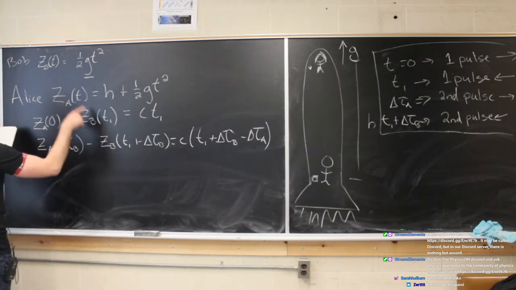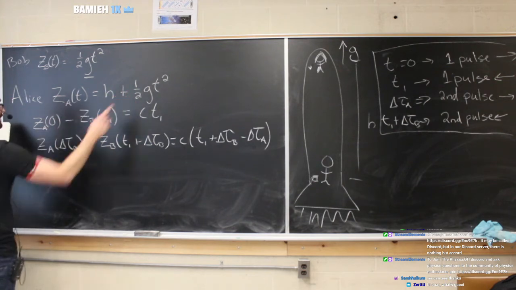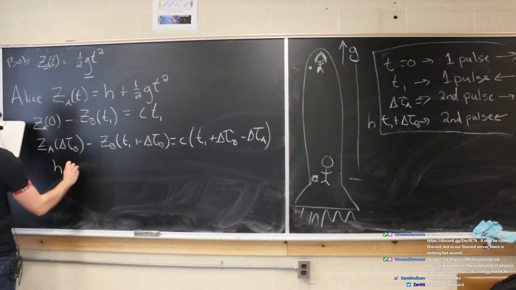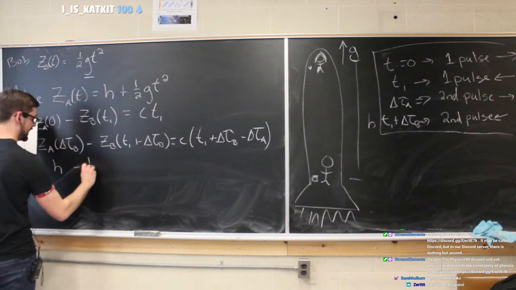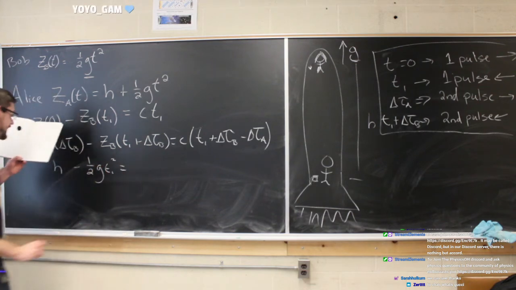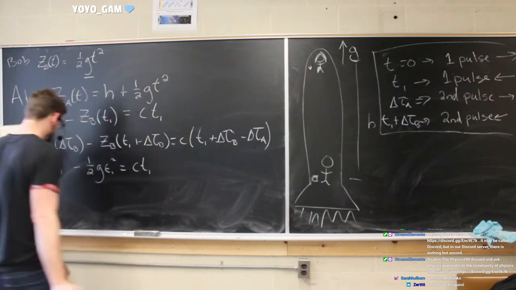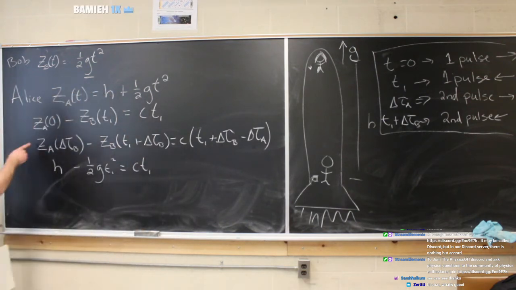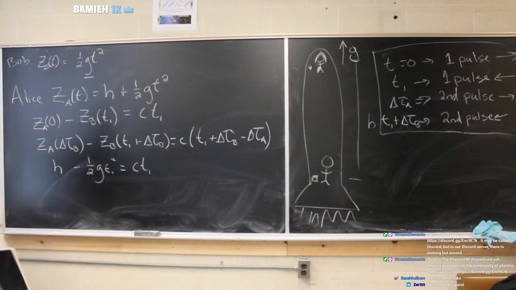Oh, this is for Bob. I'm sorry. That was the Alice one. So let's just do this exactly. So t is going to be 0, and then we get h minus, and then this is going to be t1, so that's just going to be 1/2 the acceleration of the rocket ship times t1 squared. And this is going to be equal to c times t1. Now, let's do the same thing for this one. Let's plug in these values up into our equation and see what we get.